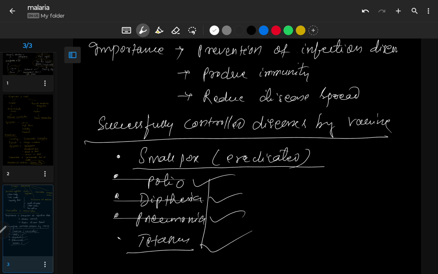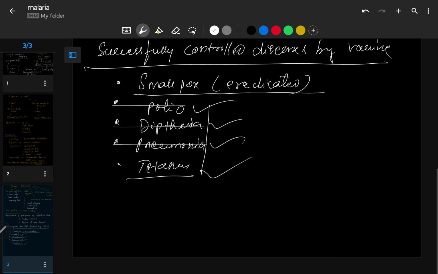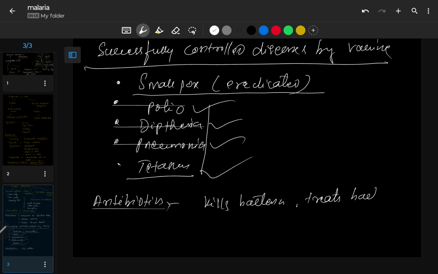Now come to the antibiotics. You all know what antibiotics are. So why are antibiotics important? They kill bacteria, treat bacterial infection, and reduce mortality.